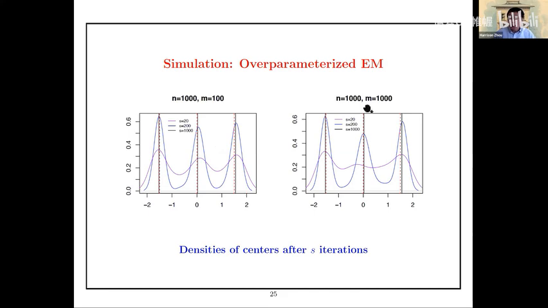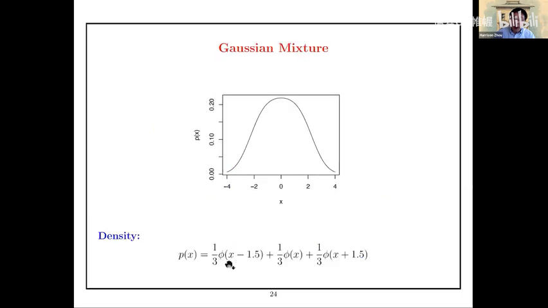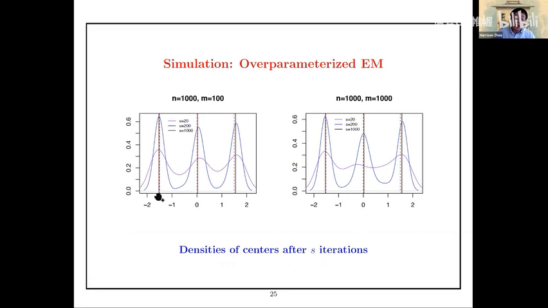If you start with 200 centers or even 1,000 centers, you get a very similar result. But the bad thing is that it takes a longer time to converge. I'm not sure if you understood the simulation. We want to learn the discrete distribution with 1/3 weight at minus 1.5, 0, and 1.5, and we start with a distribution similar to the empirical one. Then after many iterations of EM, we eventually get a distribution very close to what we want.